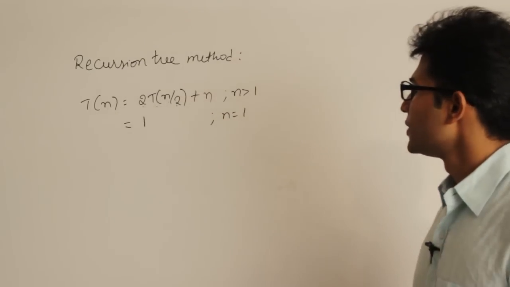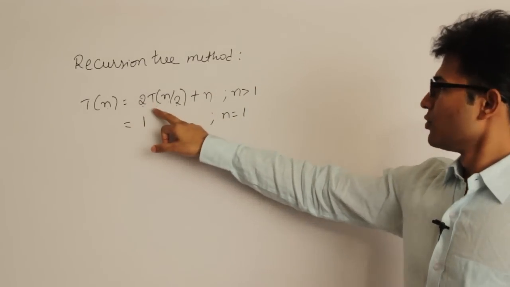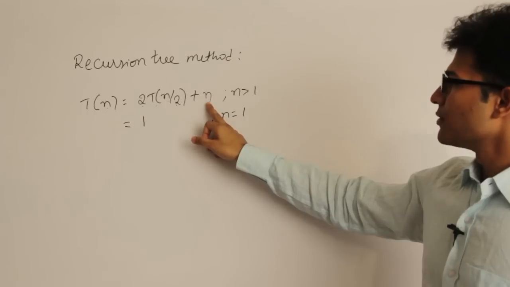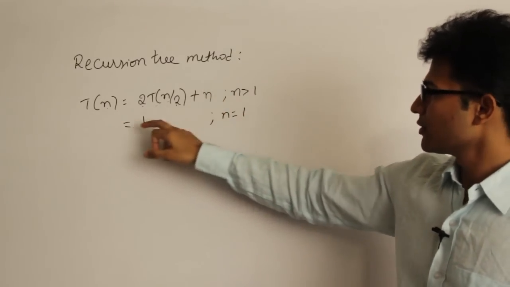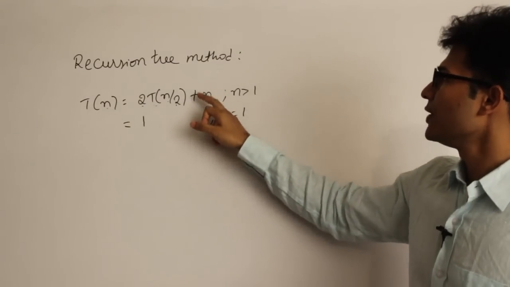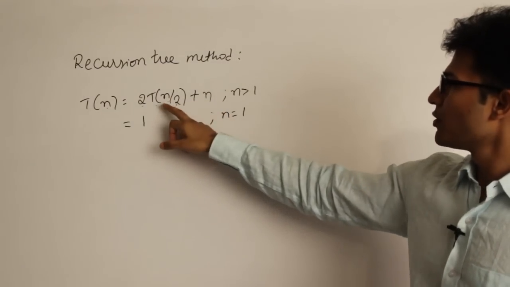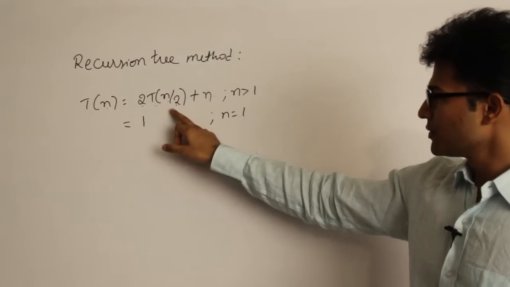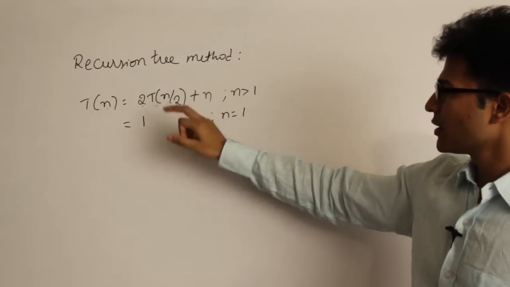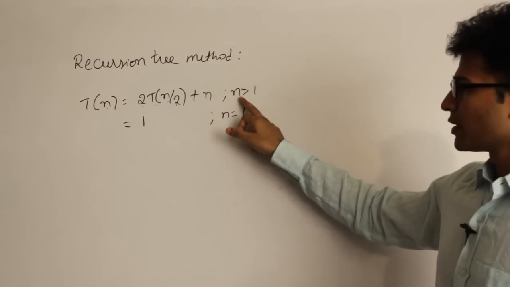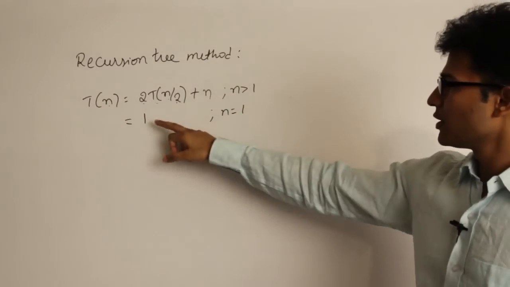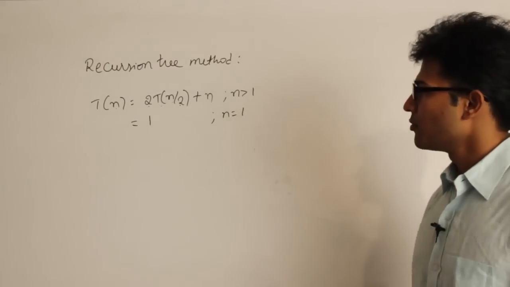See this one more example. T of n equal to 2 into T of n by 2 plus n, which means if you do a work of n, work which is proportional to n, if T of n, then the work has to be n. Then we are going to divide the problem into two sub problems, and each problem is of size n by 2. Okay, and this equation is valid when n is greater than 1, and when n equal to 1, the time taken is 1, which means constant amount of time.